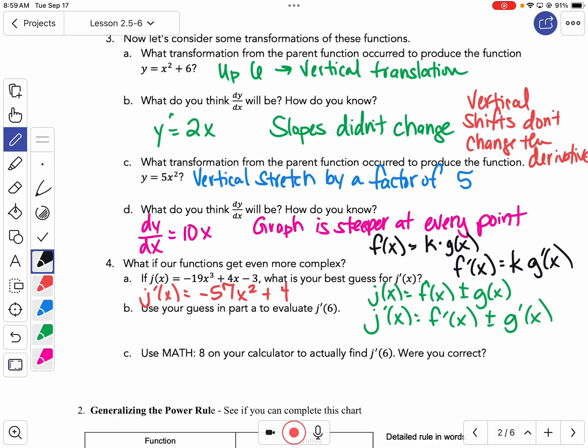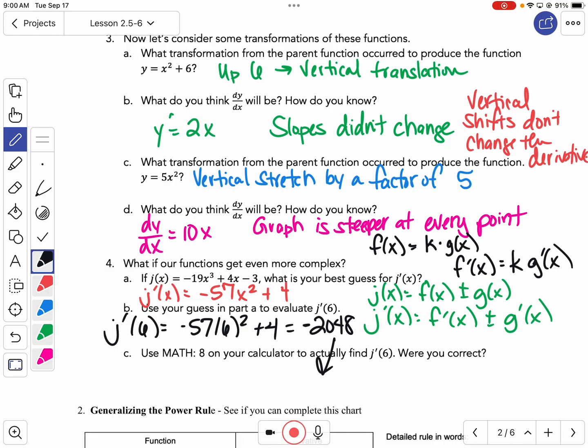So if we wanted to evaluate j prime at 6, we would just plug in 6 into our formula. So negative 57 times 6 squared plus 4. What'd y'all get? It's a big number. Yeah, negative 2048. And if you check that with Math 8 on your calculator, that is what you're going to get. So just getting used to using the power rule.